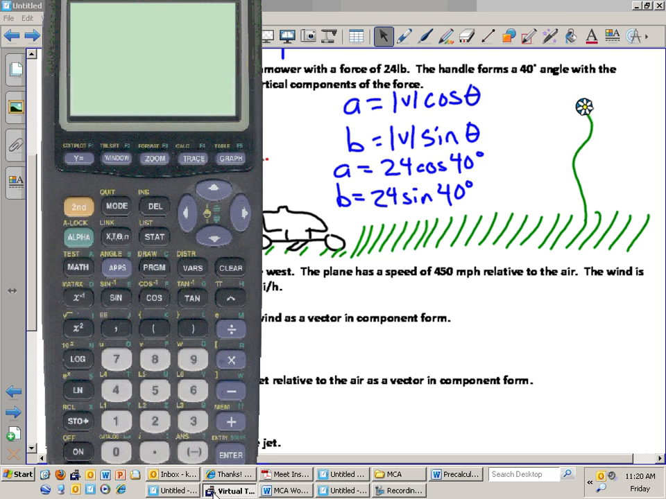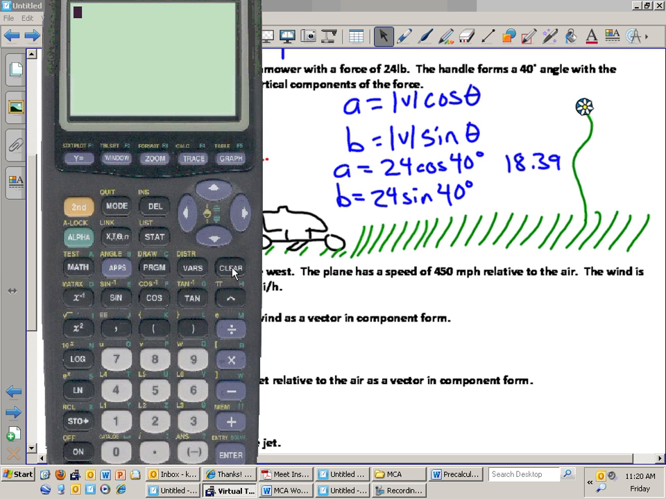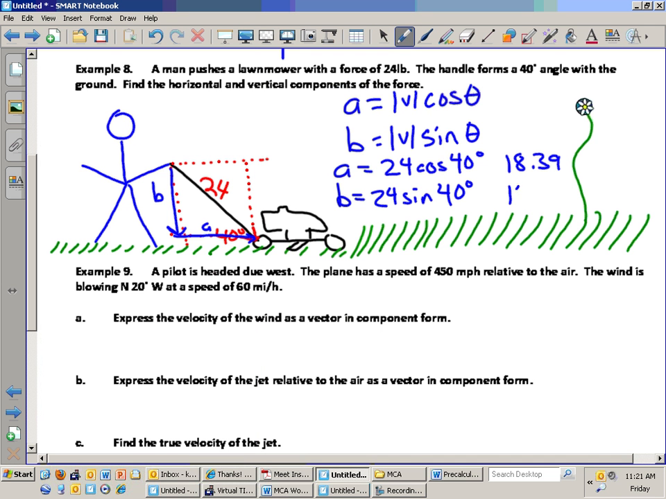Take out my calculator. 24 cosine of 40, 18.39. And 24 sine of 40 is 15.43. Pounds. Yeah, pounds of force.